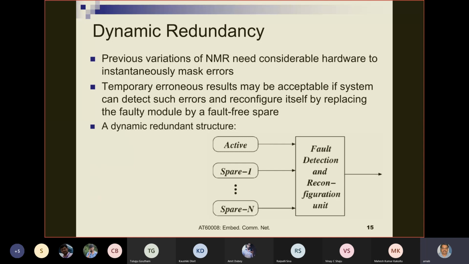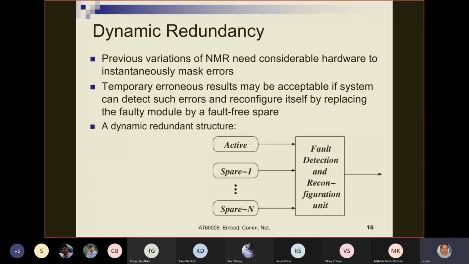Then we come to something called dynamic redundancy. Previous variations of NMR need considerable hardware to instantaneously mask errors. When we are having NMR, we require a lot of hardware, be it communication hardware or processing hardware. The other way is that we do not run all of them together. We dynamically add spares when the primary module is not working correctly.